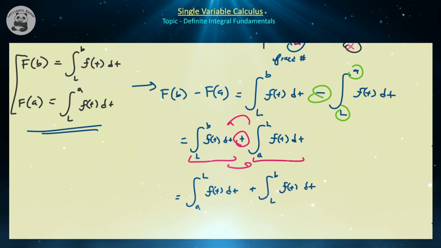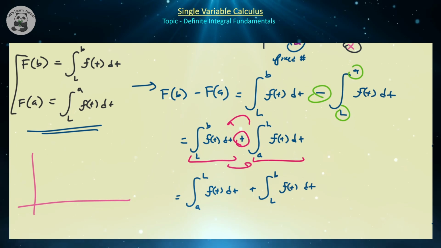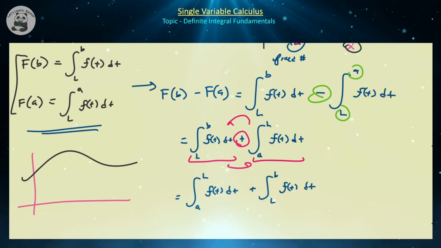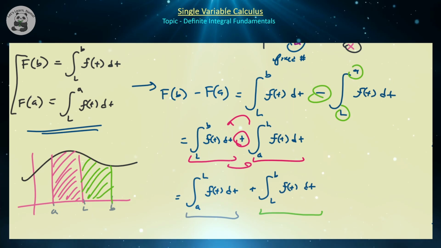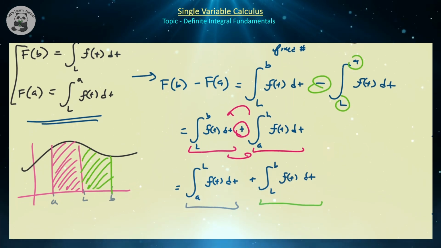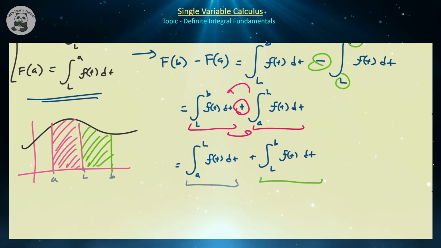So if we look at a picture of what's going on here, here's our a and L and our b. Our first integral here is going to give us the area from a to L. And then our second integral here is going to give us the area from L to b. So when we add these two integrals together, that's just going to be the integral from a to b.